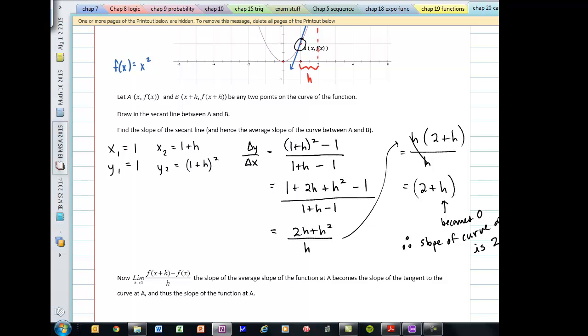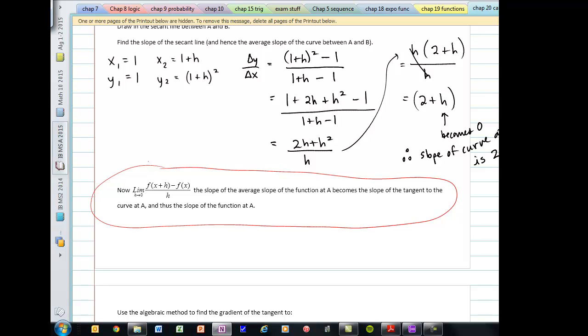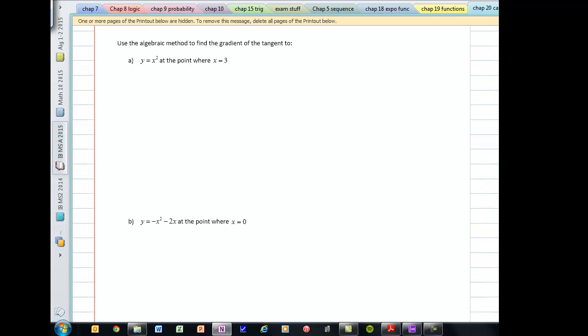Alright? So that's what this says. As h approaches 0, the average slope of the function at a becomes the slope of the tangent to the curve at a, and thus the slope of the function at a. Alright, so now we're going to use that same method, and we're going to practice a few more of those.